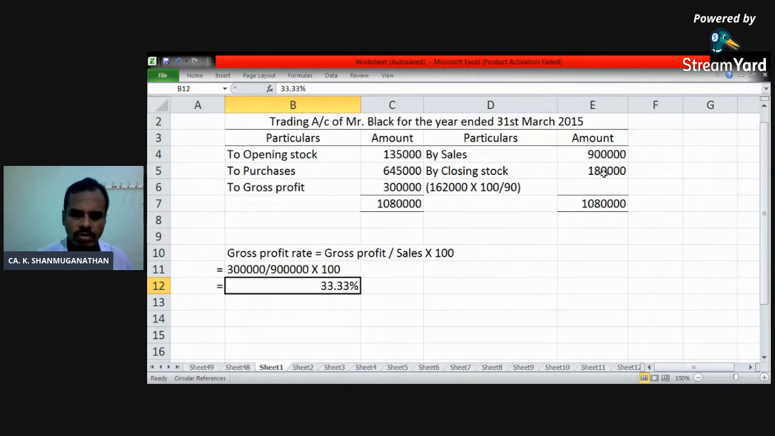First take this trading account. I will hold it for a few minutes. Take the trading account. Take that.